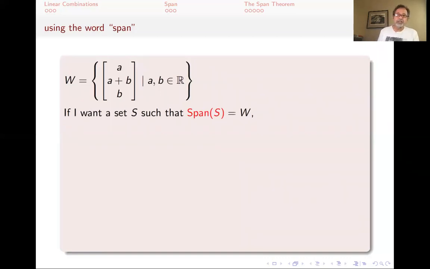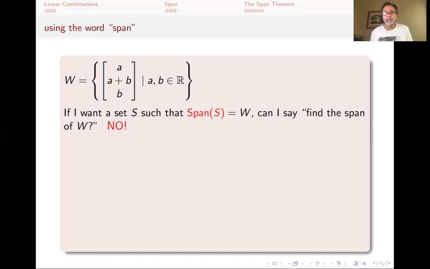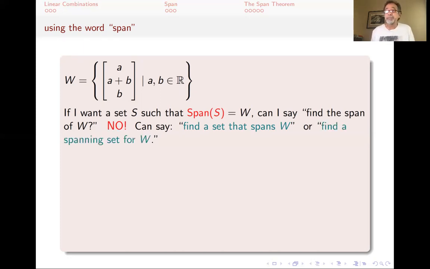So here's my first question. If I want a set S such that span of S is W, a set that spans W, the set that when I find their linear combinations I get W, can I use the following sentence: find the span of W? Well, I want a set that spans W, so find the span of W. The answer to that is no. That's just the wrong way of using this word span. You want to say you want to find a set that spans W. You don't want to find the span of W. You want something else that spans W. Or you can say find a spanning set for W.